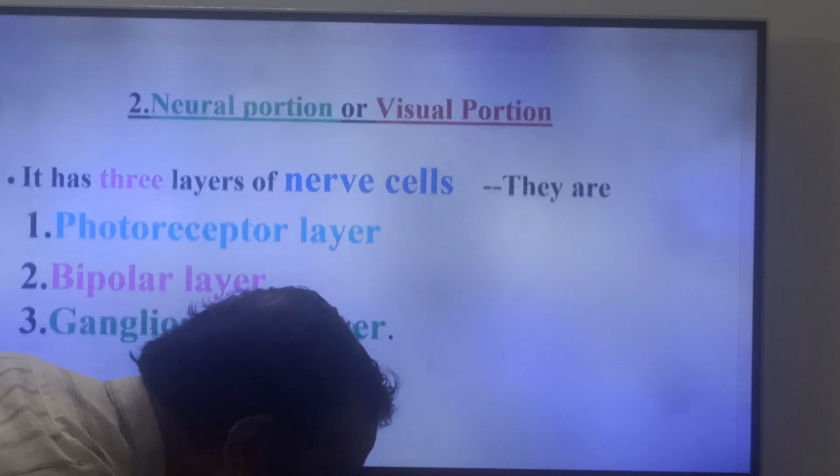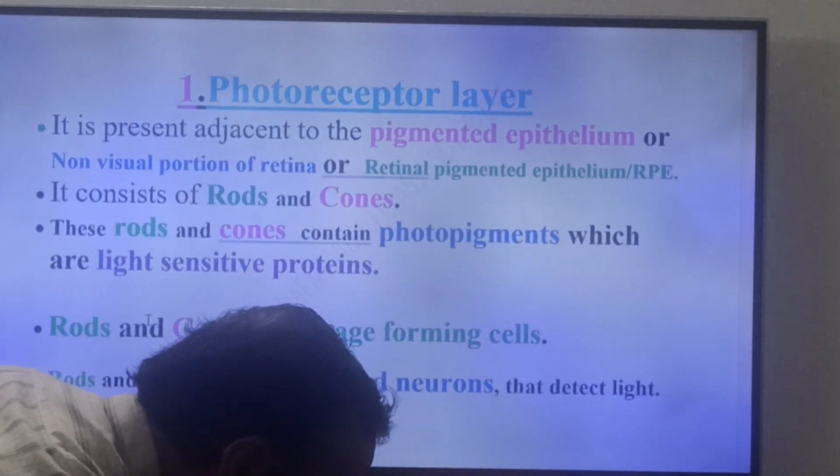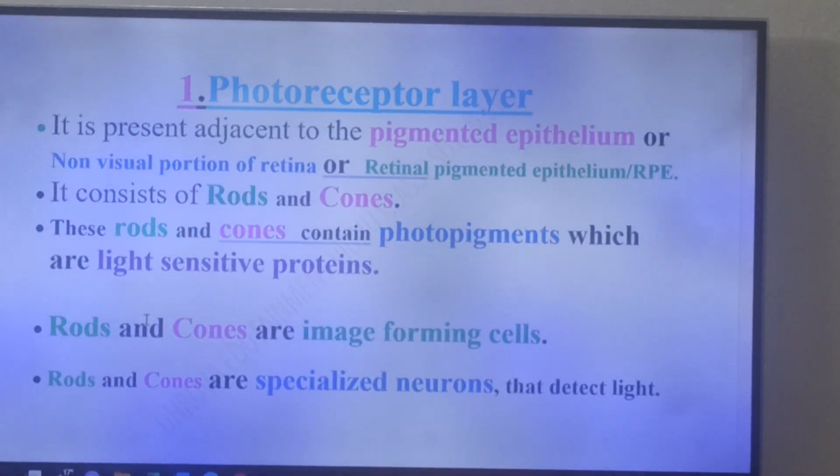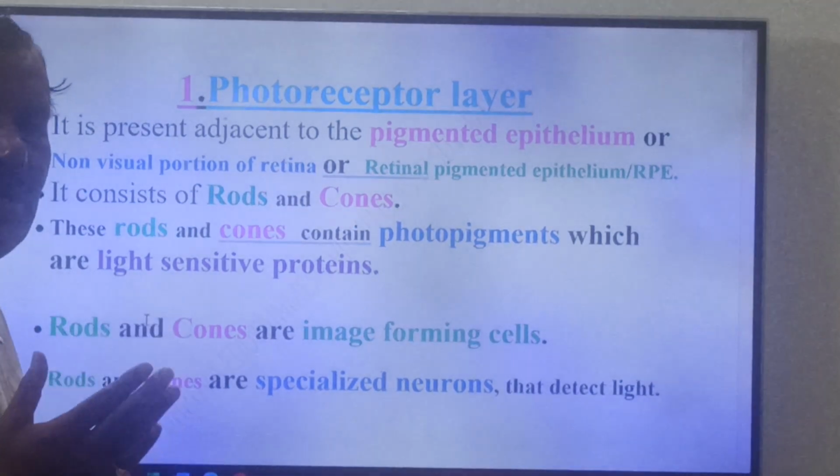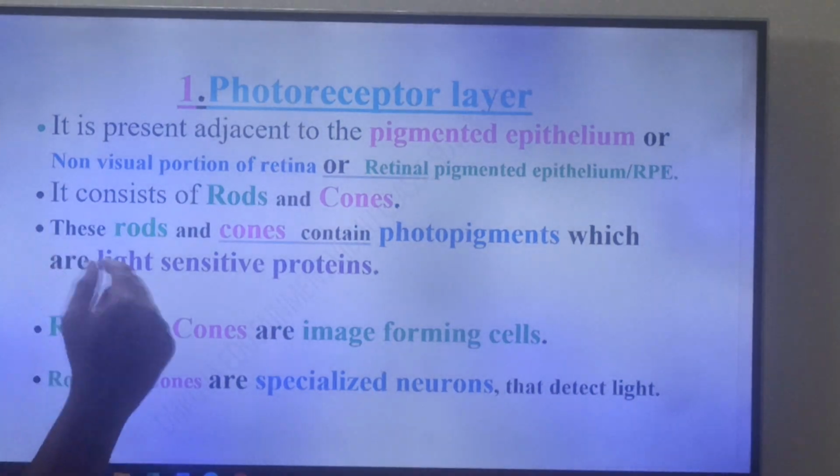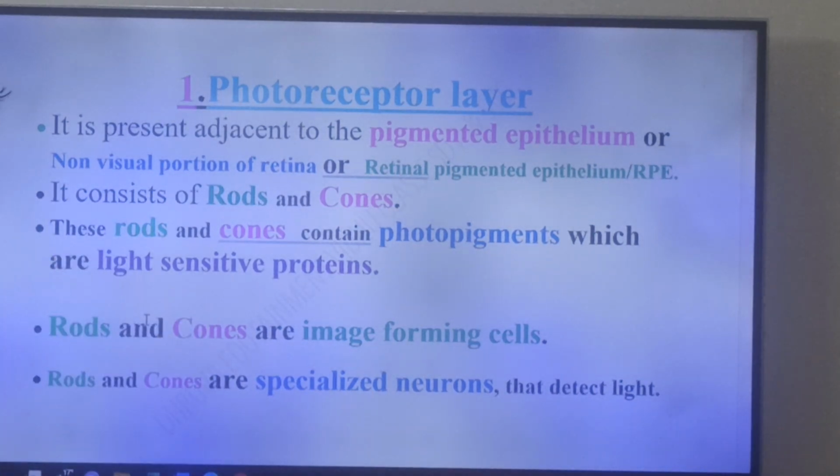Okay friends, now we'll take one by one. First we'll take photoreceptor layer, friends. Very, very important. It is present adjacent to the pigmented epithelium. See friends, what is pigmented epithelium? It is the first layer of the retina. This photoreceptor layer is present below, or nearer to, the pigmented epithelium of the retina.